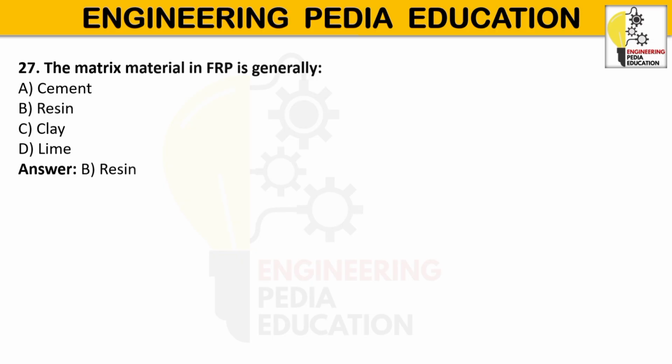Matrix material in FRP is polymer resin. Three commonly used matrix materials are epoxy, polyester resin and vinyl ester resin. Main function of the matrix is to bind the fibers, transfer the load and protect them from damage.